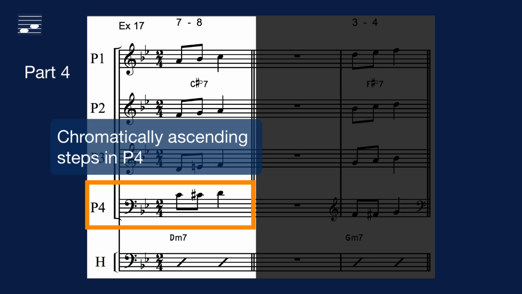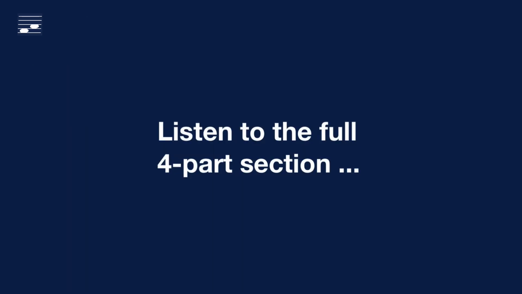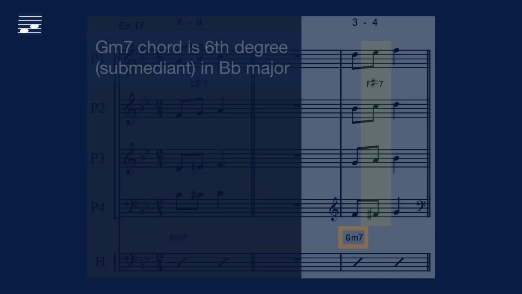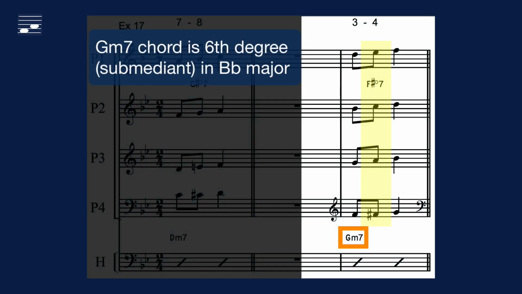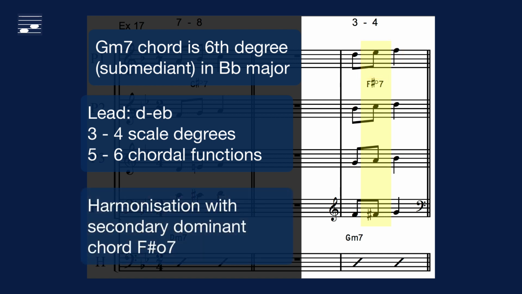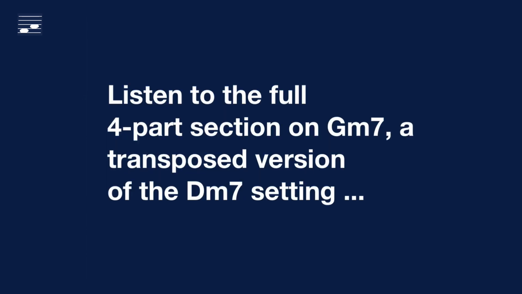With a chromatically ascending lower part, the full section becomes the same chord type on the 6th degree also allows straightforward harmonization with the secondary dominant F-sharp diminished 7th.